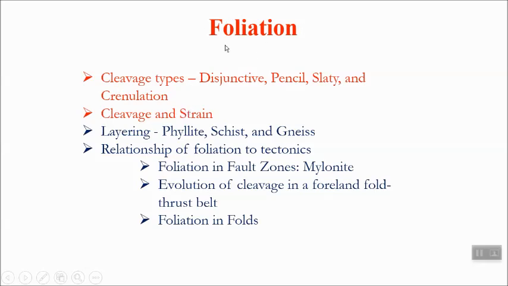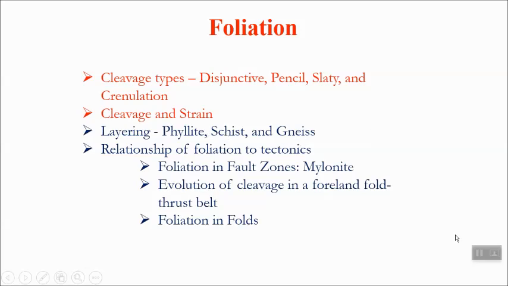So we have already learned what is foliation, and after that we have also discussed cleavage, its types, how cleavage is related to strain, and how we can estimate strain from the cleavage. So today we will be basically discussing what is layering and how it is seen in different kinds of rocks like phyllite, schist, and gneiss.